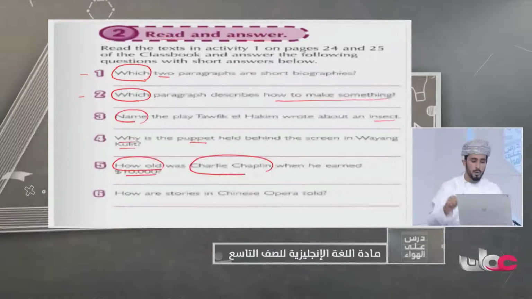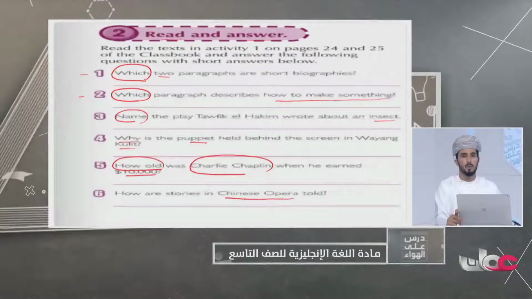So they are going to talk about the puppets. They are going to talk about Charlie Chaplin and the year in which he earned $10,000. All this information is gained from the questions. And the last one, how are stories in Chinese opera told? So they are going to talk about Chinese opera and how its stories are told. Okay, so we read the questions, we are ready to fly.